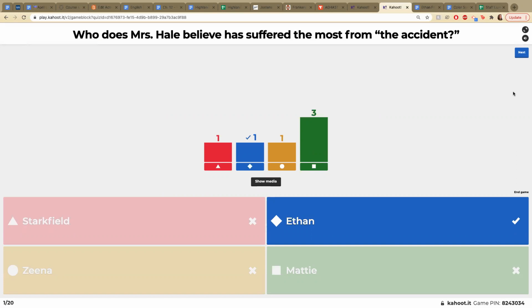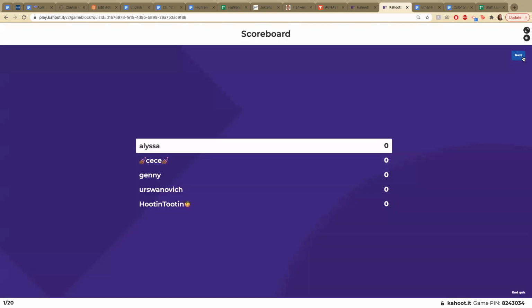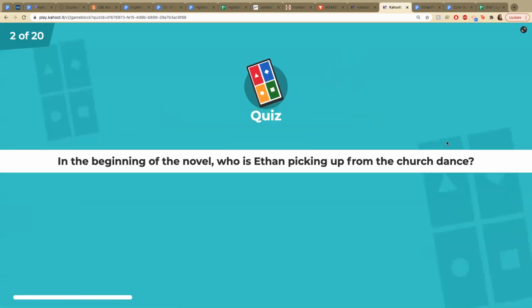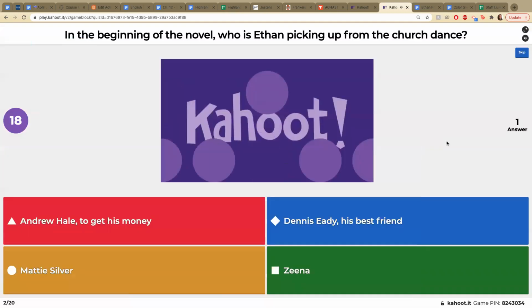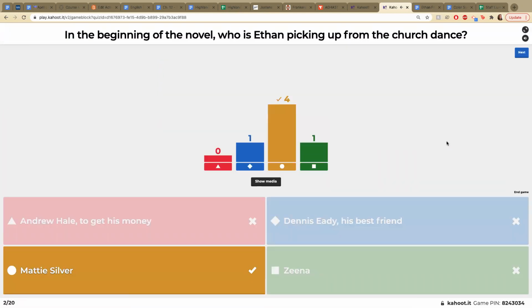I'm also going to emphasize, pay close attention. Even if you're not doing well on this Kahoot, pay close attention and study it afterwards, because a lot of the test is basically identical to this Kahoot. Oh, Alyssa. In the beginning of the novel, who is Ethan picking up from the church dance? Yeah, most of us got this.